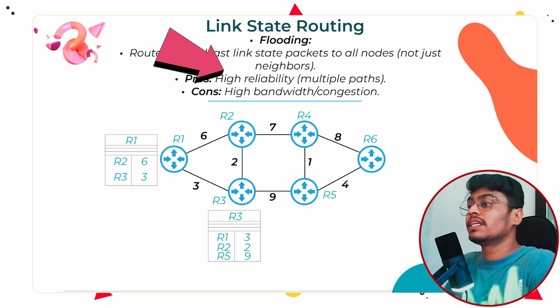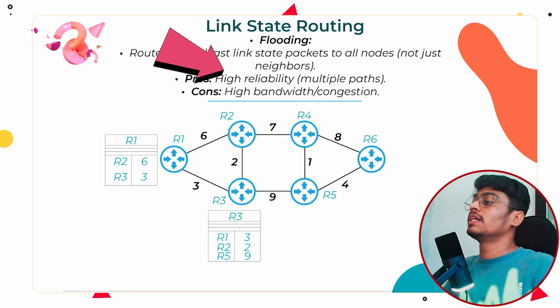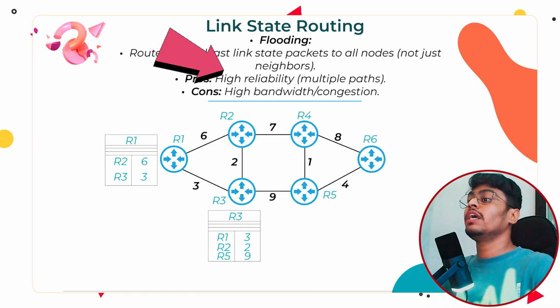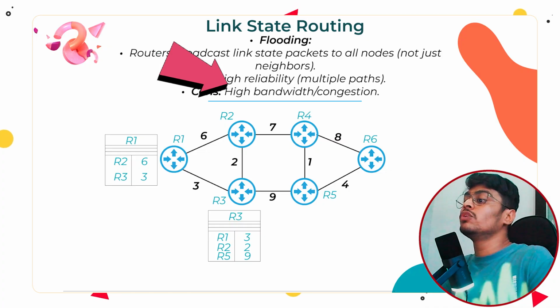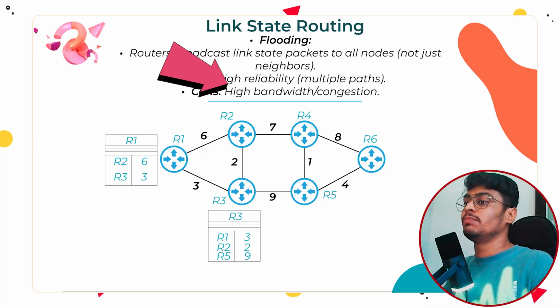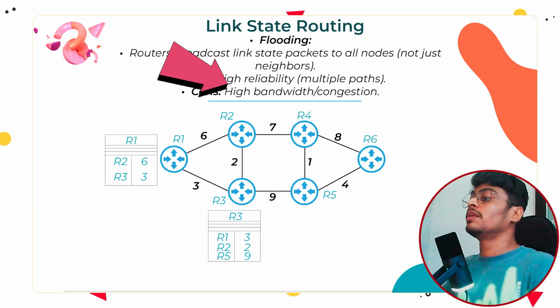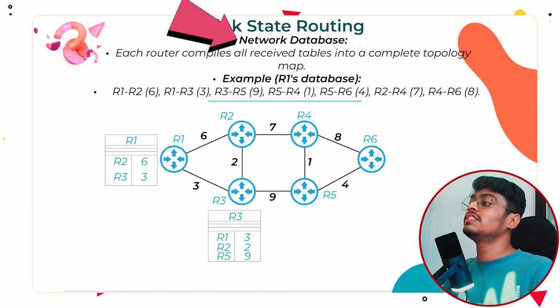This provides reliability because if R1 floods, packets will reach the destination through multiple paths. Even if a packet is lost, it will reach by another path. Flooding uses more bandwidth and creates more congestion because we are sending packets through multiple routes to everyone in the network. Now what is step 3?